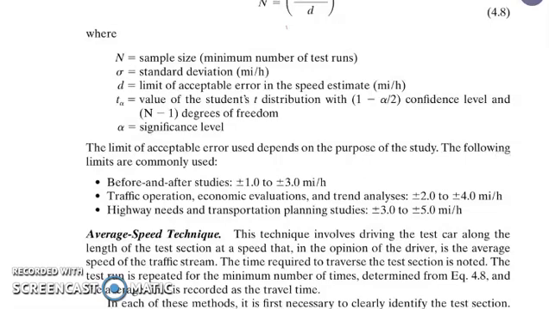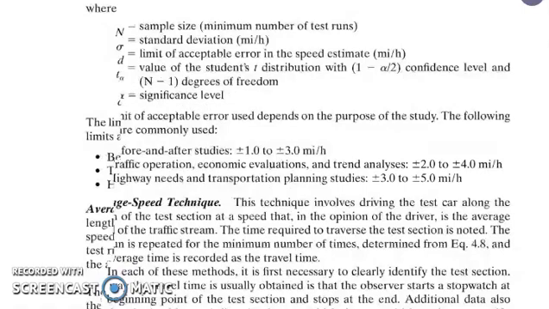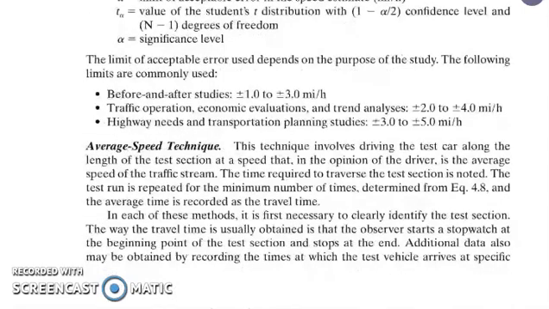Now the second one is the average speed technique. This is a technique which involves driving the test car along the length of the test section at a speed that, in the opinion of the driver, is the average speed of the traffic stream. The time required to traverse the test section is noted.